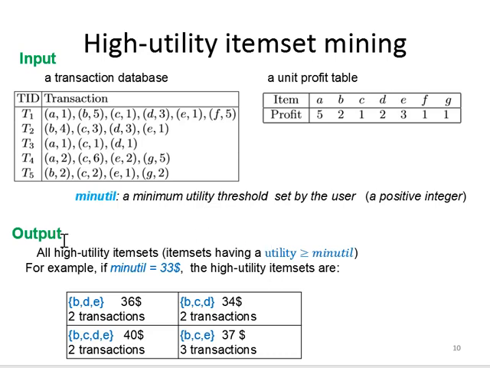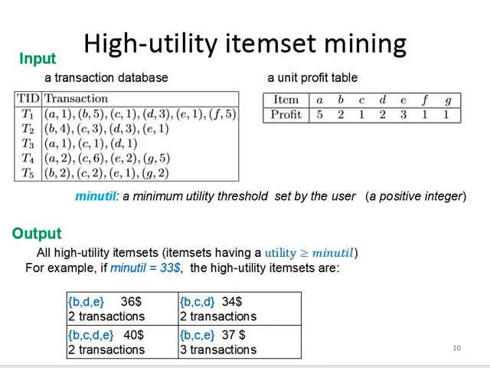So what is the output? The output is all the high utility itemsets. That means the itemsets that generate at least the minimum amount of money. So for example, if we set minimum utility to $33, we'll find 4 itemsets. BDE makes at least $33. It makes $36. BCD $34. BCDE $40. And BC $37.